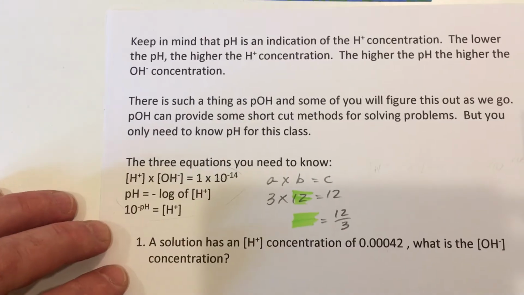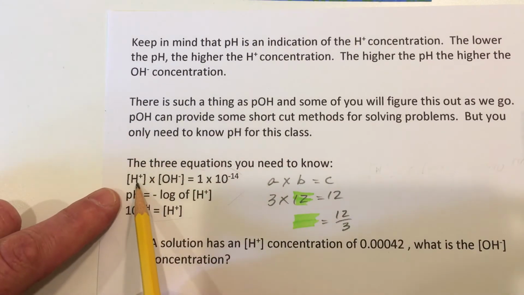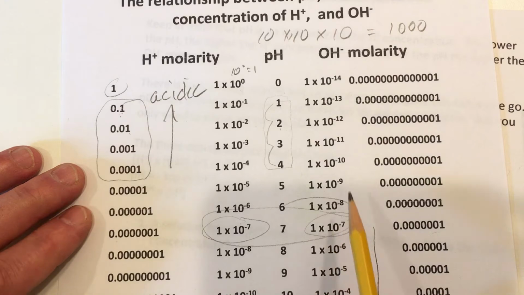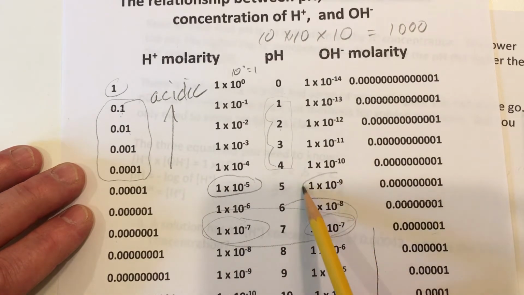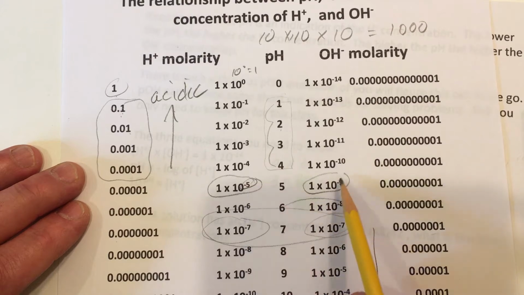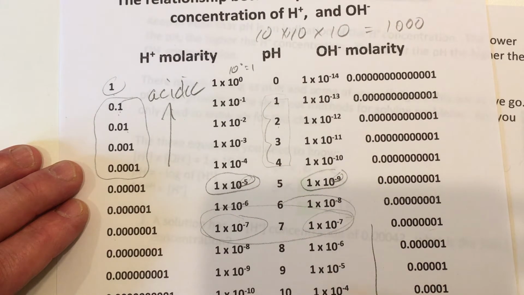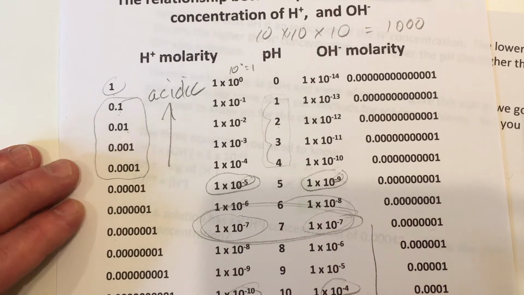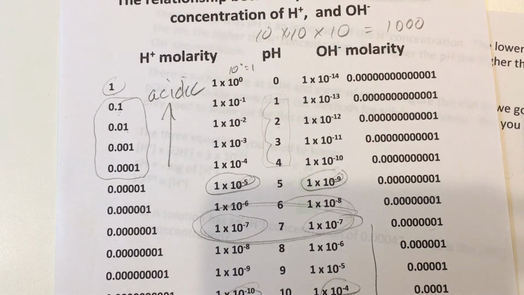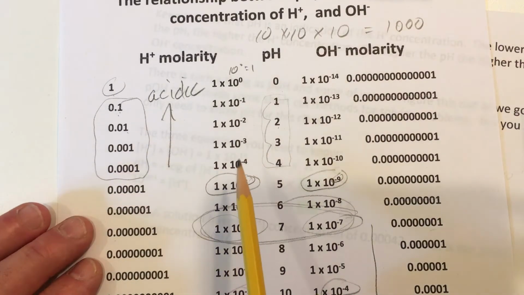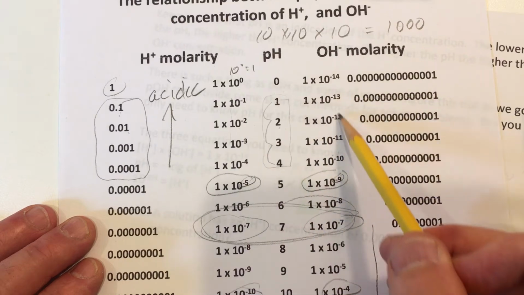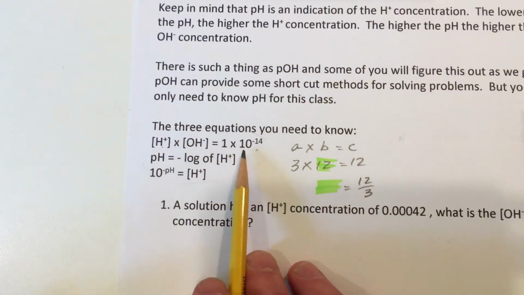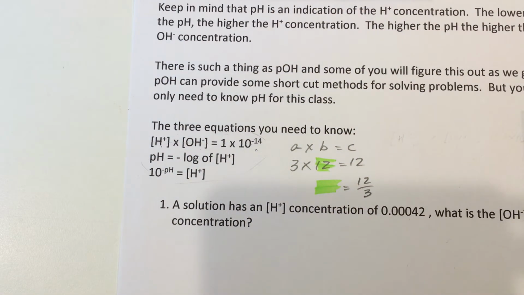All right. So keep in mind that H plus times OH always equals 1 times 10 to the negative 14, right? As one goes up, the other goes down. What's this number times this number? 1 times 10 to the negative 14. What's this number times this number? 1 times 10 to the negative 14. If we multiply them out, they always multiply out to 1 times 10 to the negative 14. Because as H plus concentration goes up, OH minus concentration is going down. Okay, so keep in mind, those two always multiply out to 1 times 10 to the negative 14.